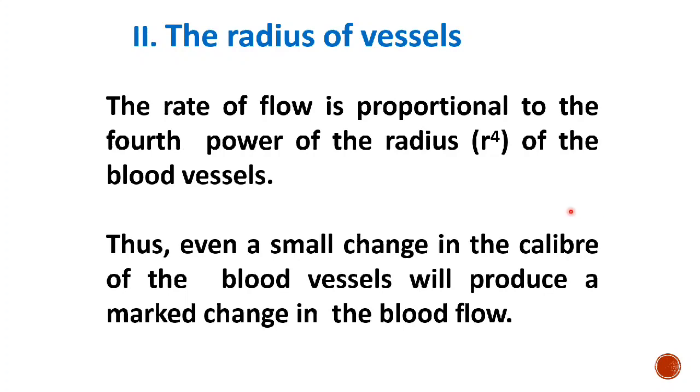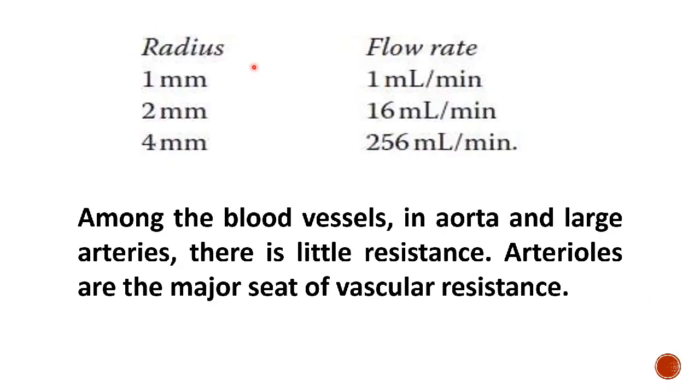So next we will see the radius of vessels. The rate of flow is proportional to the fourth power of the radius of the blood vessels. Thus, even a small change in the caliber of blood vessels will produce a marked change in the blood flow. So you can see here the relationship between the radius and the flow rate. Only for a small change in the radius of the blood vessel, the flow rate increases very disproportionately, that is from 1 to 256 with an increase of only 3 mm in the radius of the blood vessel.